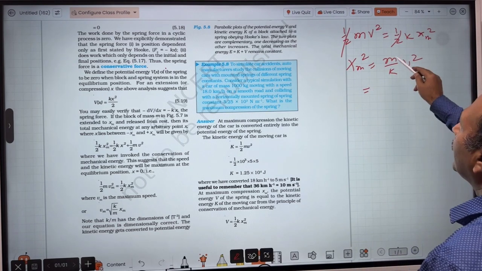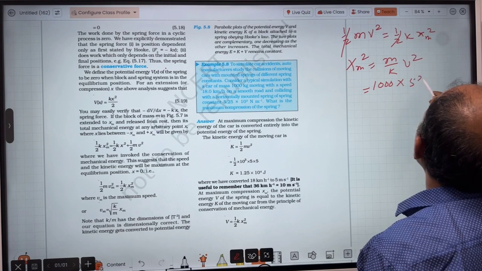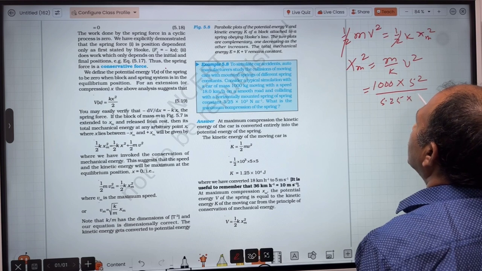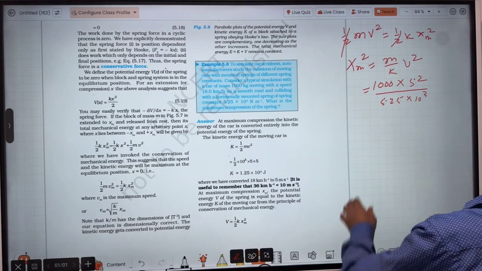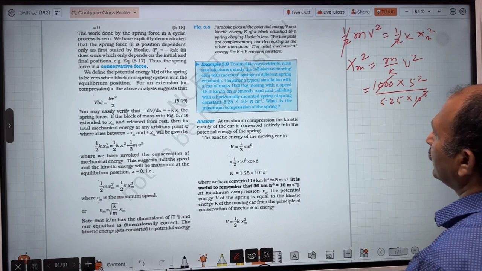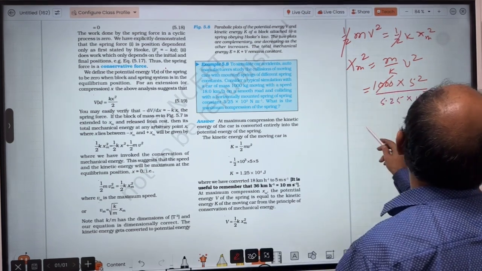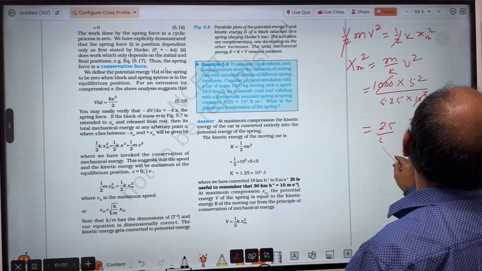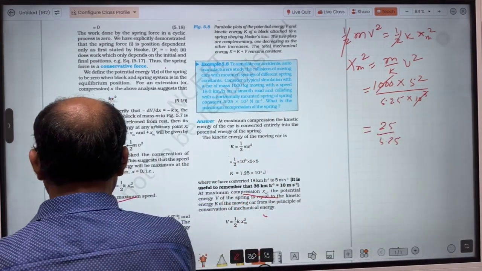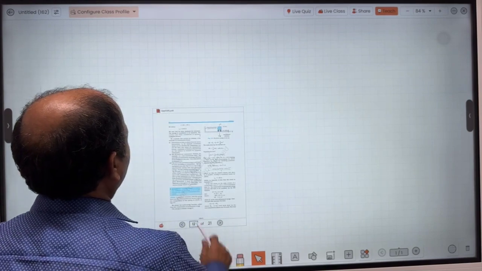Put the values. Mass m is given as 1000, velocity is 5 square, divided by spring constant 5.25 into 10 to the power 3. 10 to the power 3 will cancel from here. So 25 by 5.25, and then you can evaluate 25 divided by 5.25. So you can do the calculation and you will get the answer.